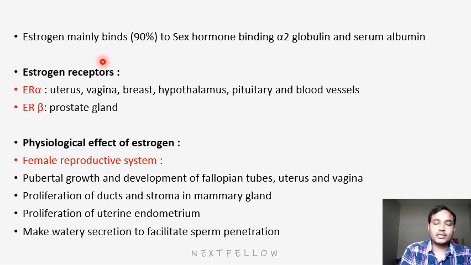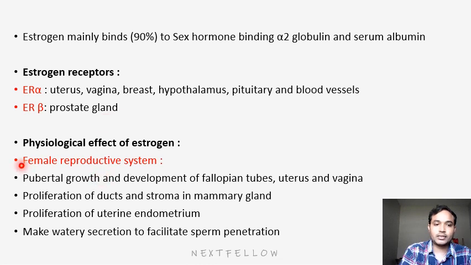Estrogen has two types of receptor: estrogen alpha and estrogen beta. Estrogen alpha is located in the uterus, vagina, breast, hypothalamus, pituitary and blood vessels, whereas estrogen beta receptor is predominantly located in the prostate gland. Based on their receptor location, they show different physiological effects. What are those? We will see in this one.